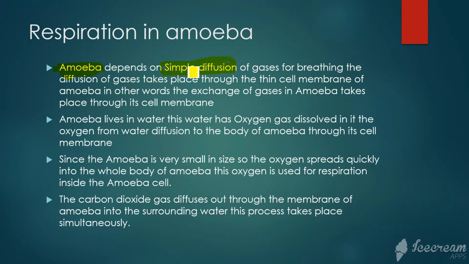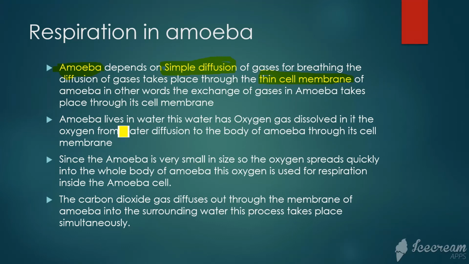Simple diffusion. Diffusion is the movement of particles from higher concentration to lower concentration. We have already studied this previously. So what is amoeba's respiration? Simple diffusion of gases. Through which membrane? We say movement of particles from higher concentration to lower concentration, so the membrane dividing them is the thin cell membrane. We have studied the thin membrane; gases of amoeba are exchanged through the thin cell membrane.